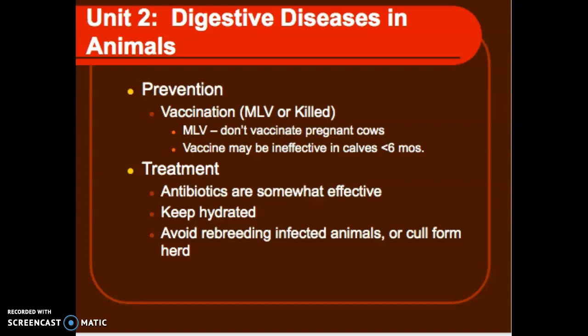Prevention, you can vaccinate for these. If you use a modified live, which is an MLV, make sure that you don't use that on pregnant cows, or you can use a killed vaccine. Either way works just fine. Your veterinarian can help guide you on which one is most effective. Treatment, you've got to go with antibiotics. Keep them hydrated, and then these are probably animals that you should consider for culling as you move through your management decisions. If they're shedding BVD virus throughout your herd, you've got to worry about whether they're healthy to keep in the herd.